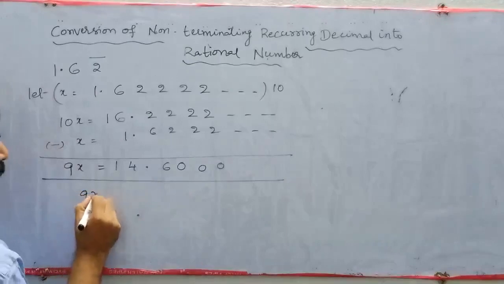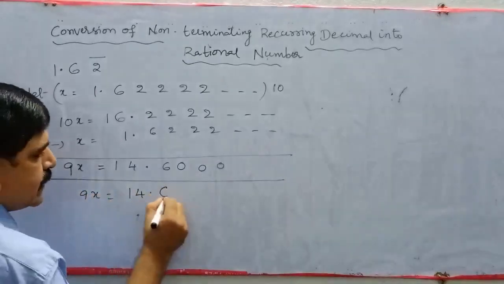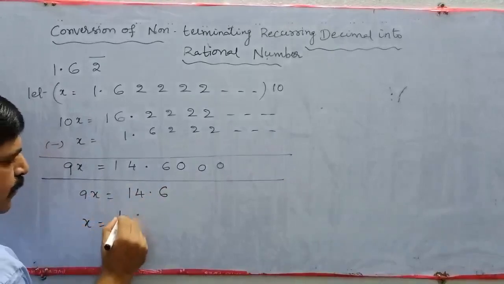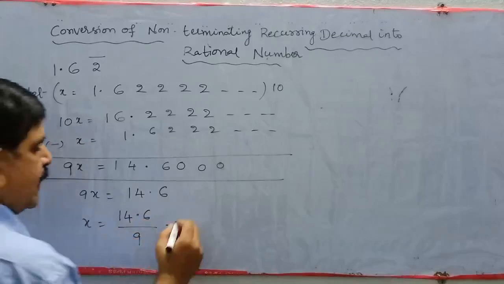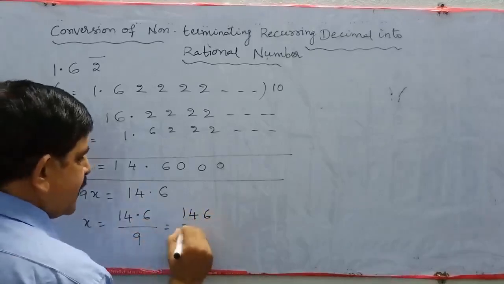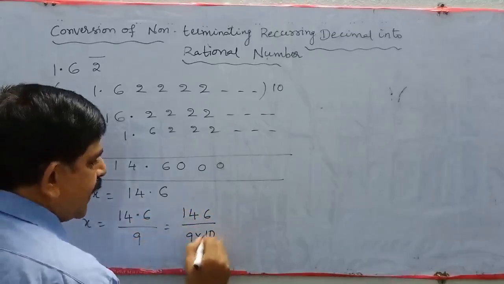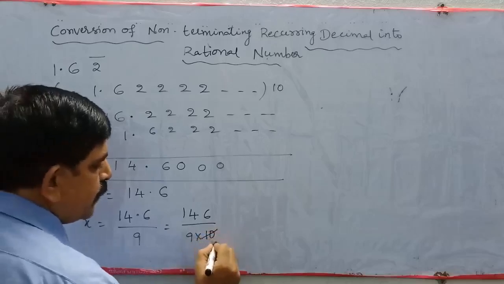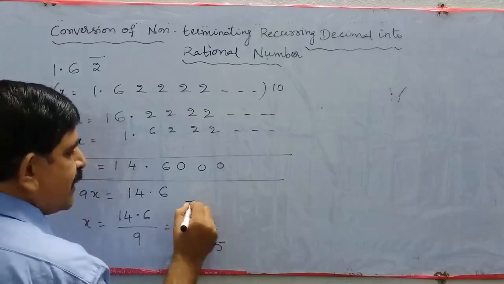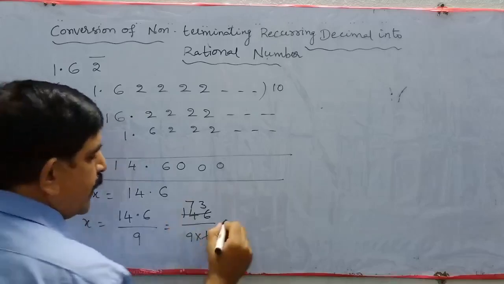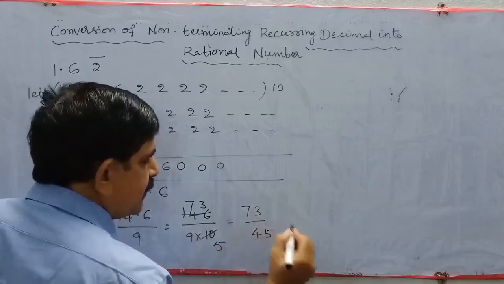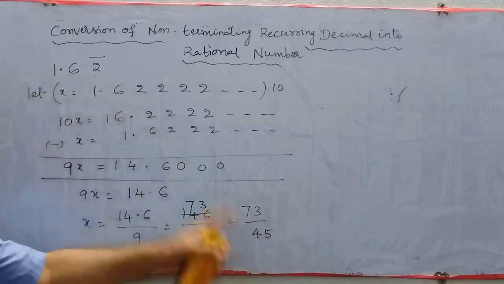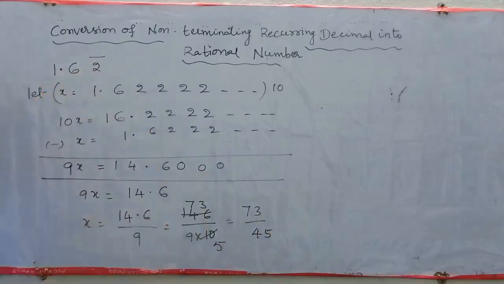Subtracting, we get 9x is equal to 14.6. So x is equal to 14.6 by 9. This can be written as 146 by 9 into 10. You cancel this with 2: 73 by 9 into 5, which is 73 by 45. So this is the p by q form for 1.62 bar.